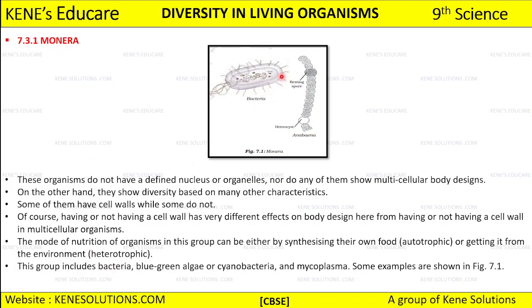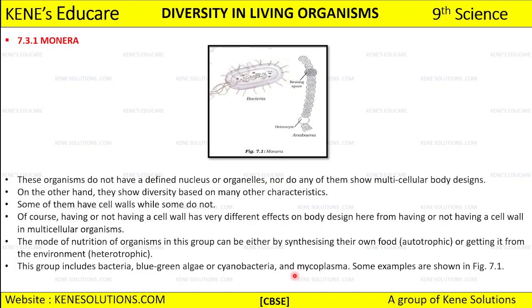Okay, so bacteria has been given here. This is how the bacteria look like under a microscope. Then we have blue green algae, which we also call cyanobacteria, and we have mycoplasma. So this is the example of organism that comes under kingdom Monera.